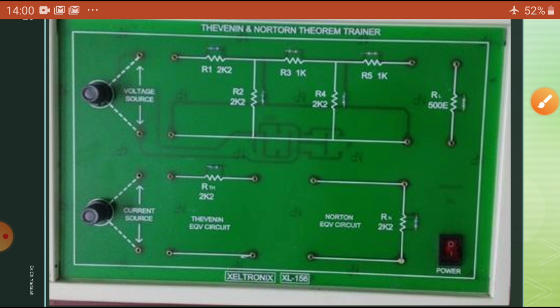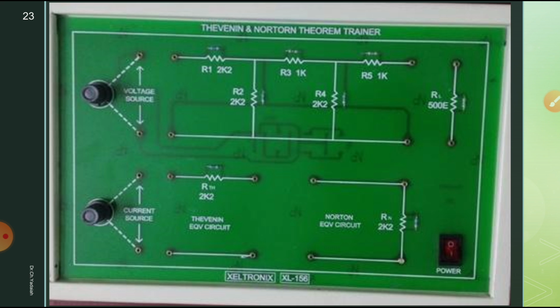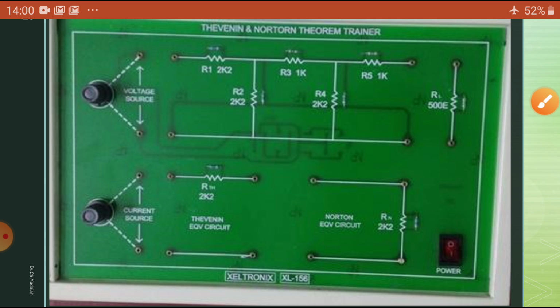Now in this case, can you find the equivalent resistance? Simply by seeing this circuit you are going to find the equivalent resistance. What is the value? We are going to get 2 kilo ohms. Equivalent is 2 kilo ohms. That's why 2 kilo ohms and 2 kilo ohms is written. So this is our theory.